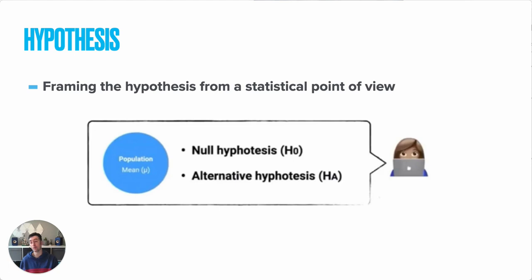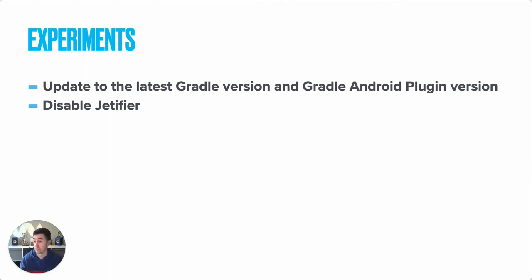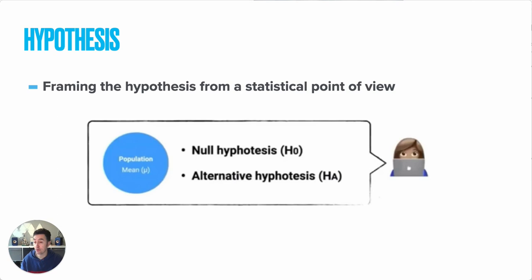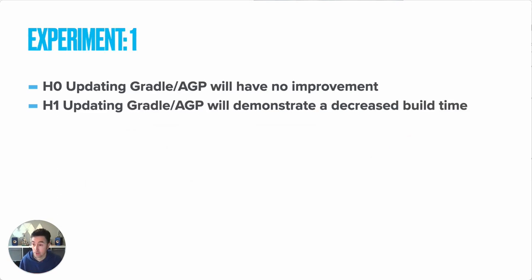So when we're talking about this, we're starting to put our scientific analysis hat on. We frame these kinds of experiments in terms of a null hypothesis, which is the baseline, we haven't changed anything, and then an alternative hypothesis, which in our case is that in one of these experiments we disable Jetifier, we run the benchmark again, and then we compare them.